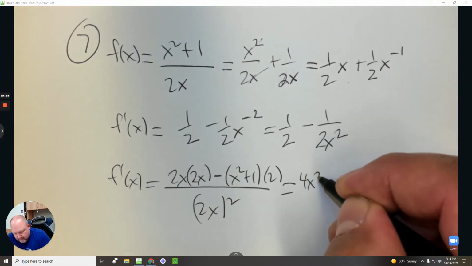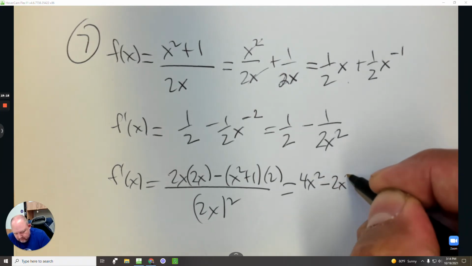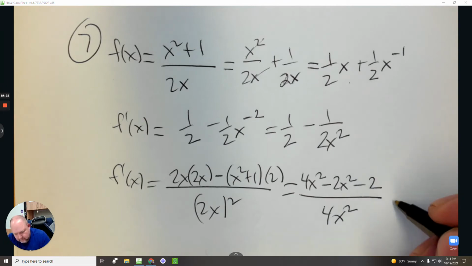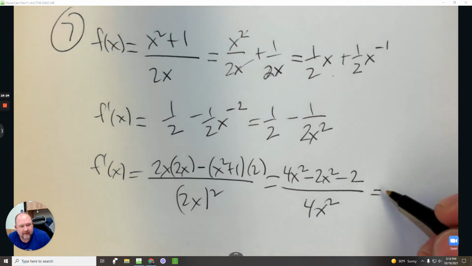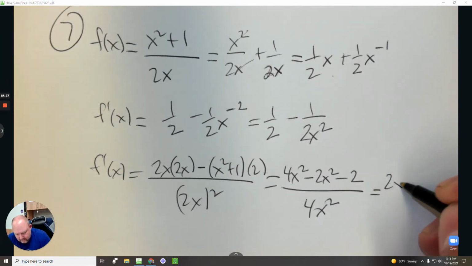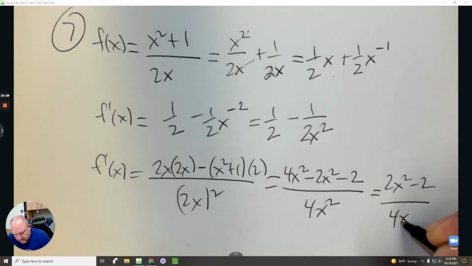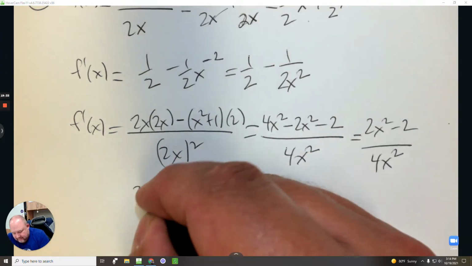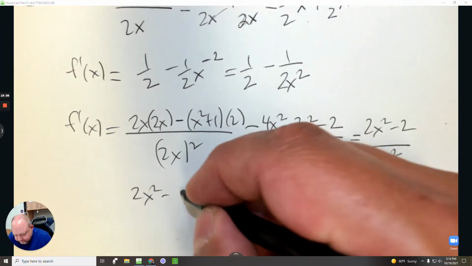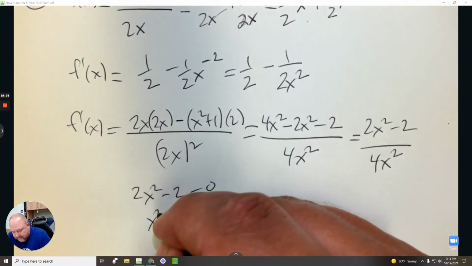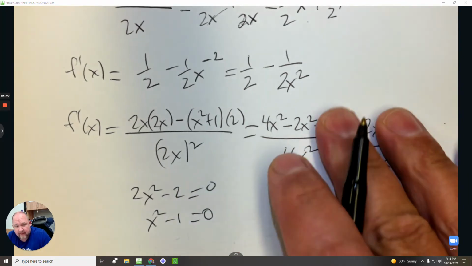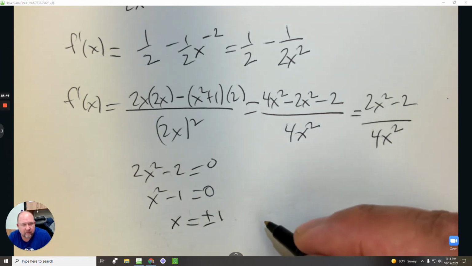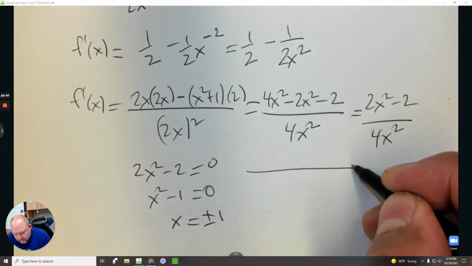We have 4x squared minus 2x squared minus 2. So if I simplify it, it's just 2x squared minus 2 over 4x squared. I think it's more helpful this way. If I take the numerator equal to 0, divide by 2, and then it's a difference of squares, or you can solve it. Either way, it's positive and -1. Those are my critical numbers.